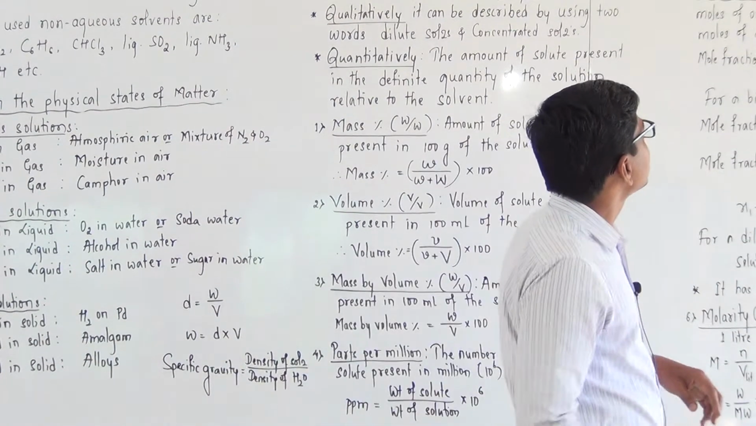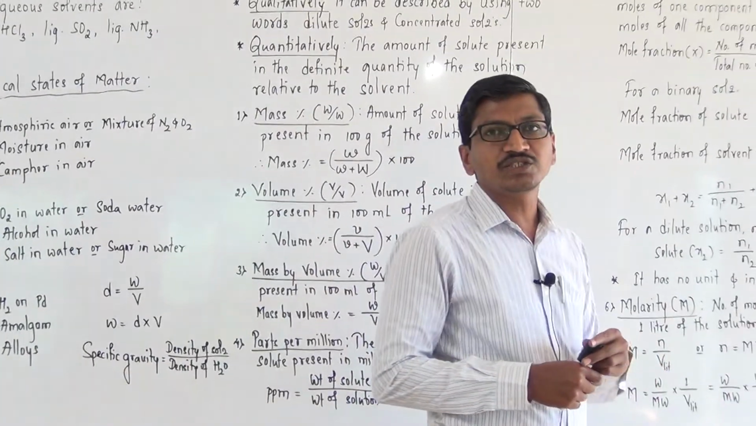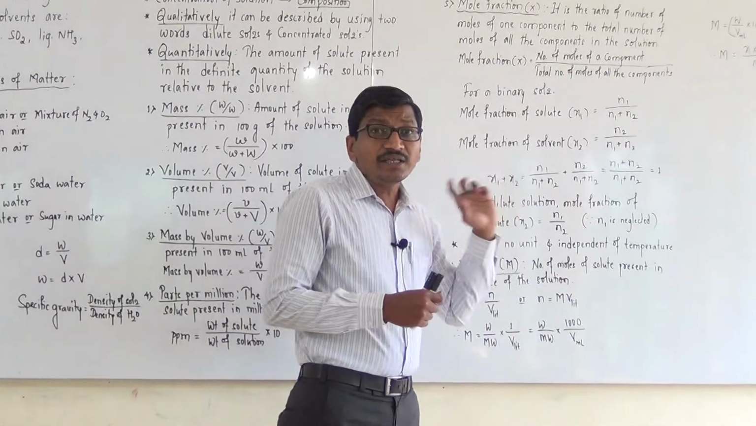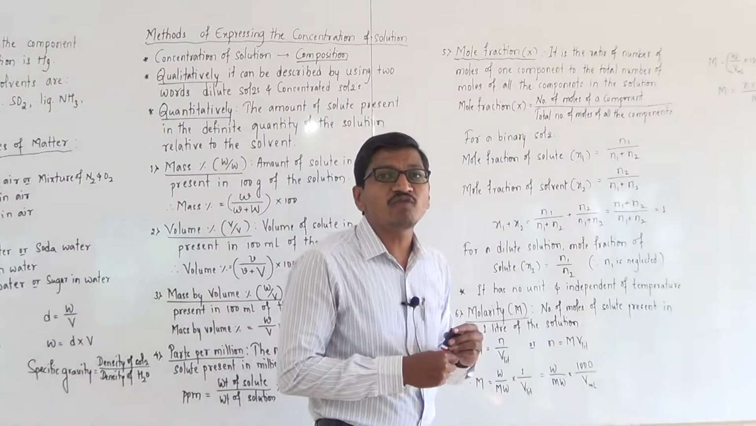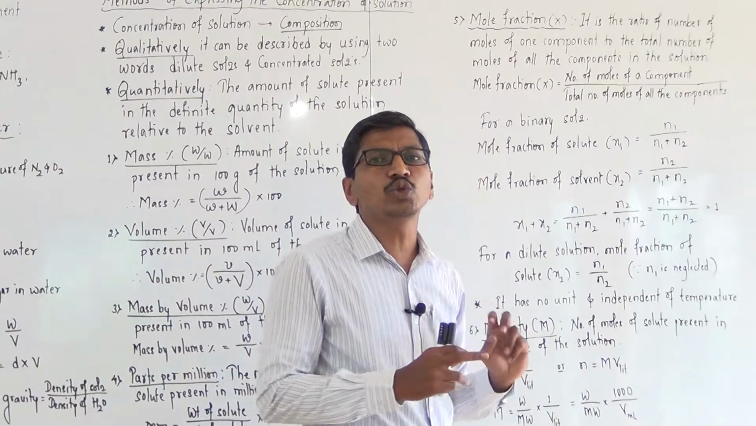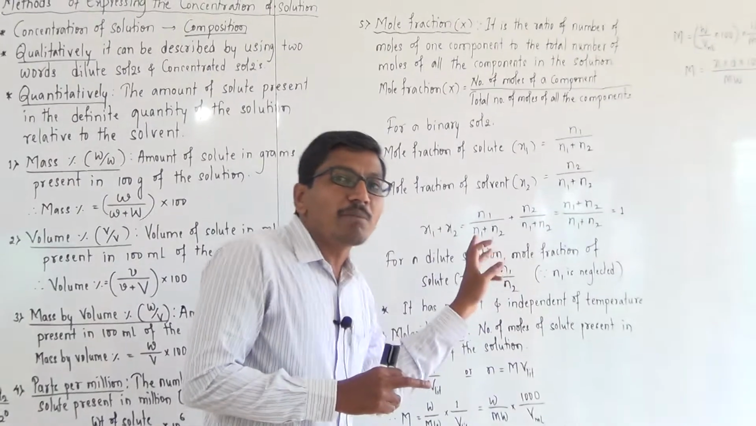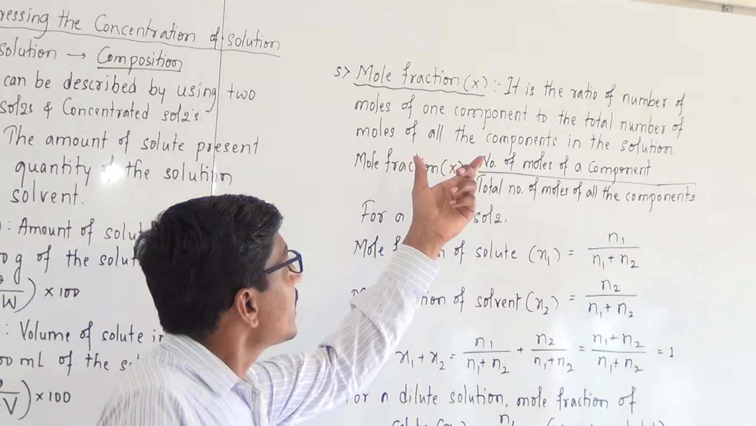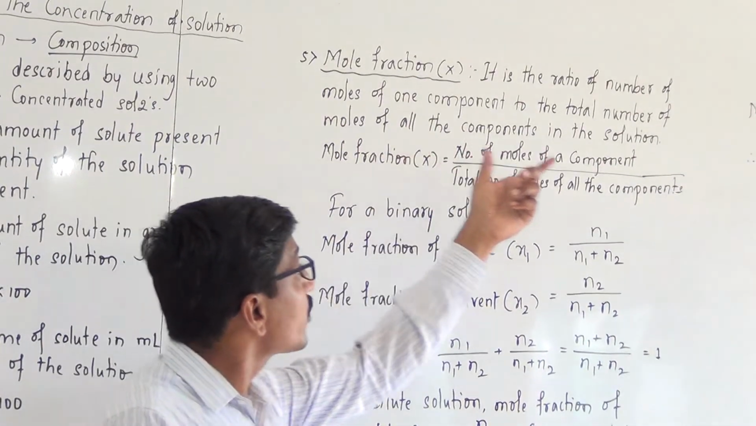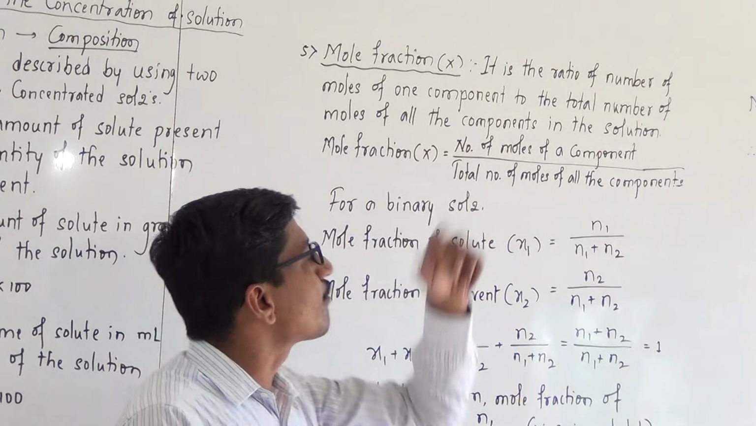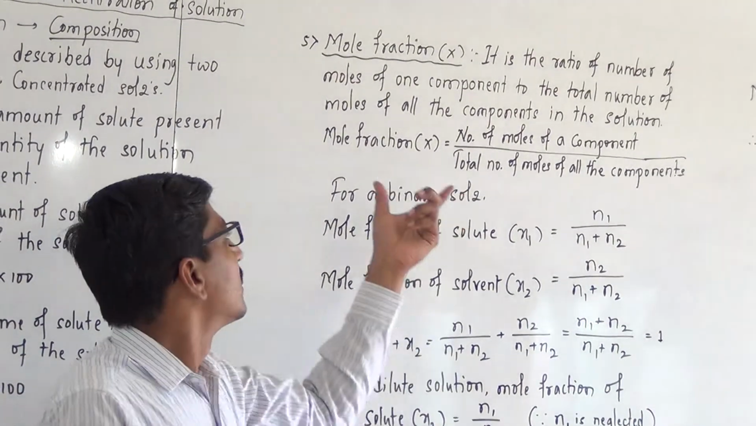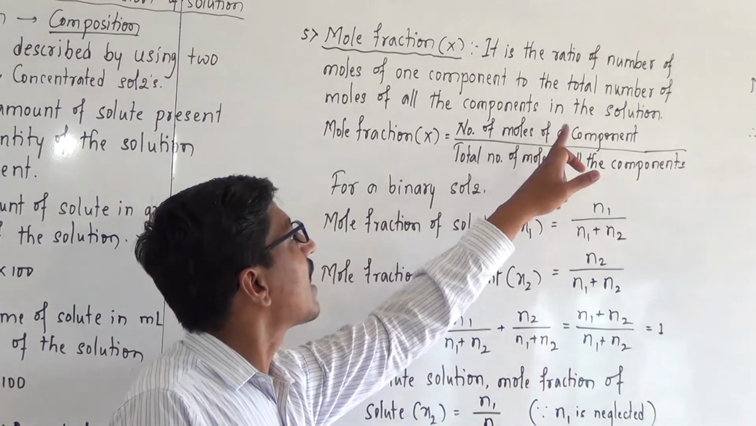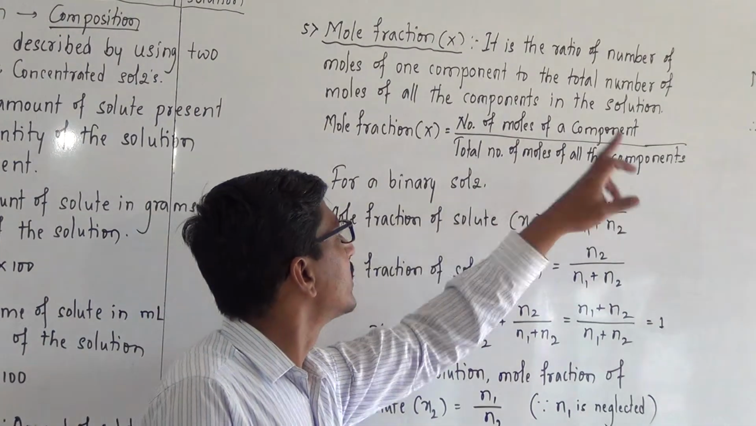Next, the fifth one is mole fraction. It is denoted by the symbol X. Mole fraction is the ratio of the number of moles of one component to the number of moles of all the components present in the solution. It is the ratio of the number of moles of one component to the total number of moles of all the components present in the solution, and mole fraction X is equal to the number of moles of a single component divided by the total number of moles of all the components.